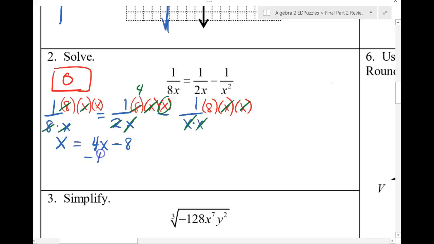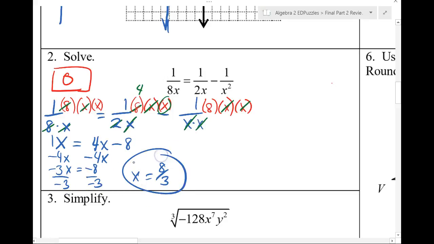Okay, one of my variables on the left, so I'll subtract 4x. And remember, this is a 1, so it's basically 1 minus 4, which is negative 3. And I have negative 8 here. Divide both sides by negative 3. And x equals 8 over 3. And 8 over 3 is not 0, the extraneous value that I originally found, so that's our answer.